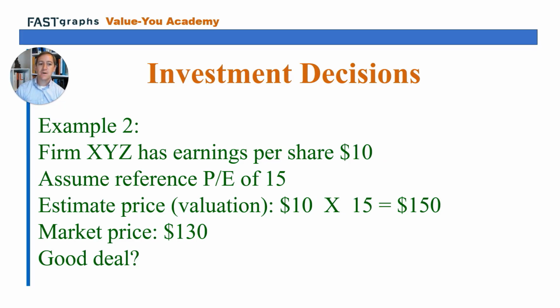Let's look at example 2 of XYZ. They have earnings per share of $10, and we use that to come up with an estimate of price, a valuation of $150. Well, what if the market price is $130? Is that a good deal? Well, in this case, the market is charging us $130 for something that we think is worth $150. This is a bargain. This is a good deal. This is a value buy. This is something selling for less than we think it's really worth. The price that we pay is $130. What we think we get back in return is worth $150. We would like this deal just based purely off of price in the simple valuation exercise.